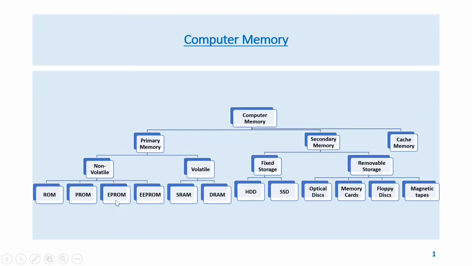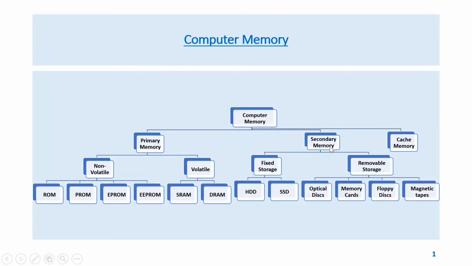EPROM, that is erasable programmable read-only memory, and EEPROM, that is electrically erasable programmable read-only memory. Volatile memory can be SRAM or DRAM. SRAM is static random access memory and DRAM is dynamic random access memory. So the normal RAM we talk about is this DRAM.